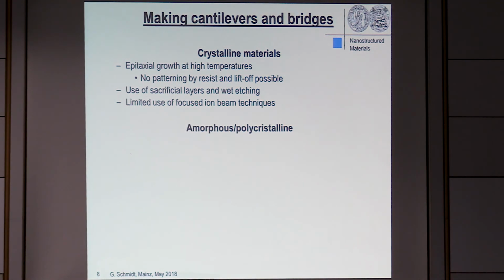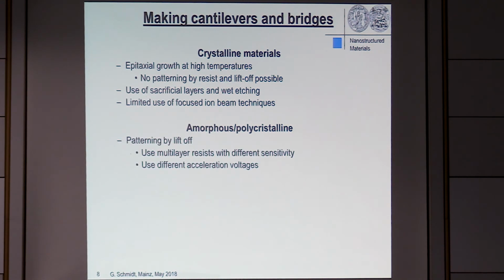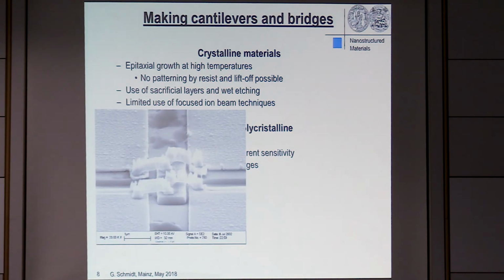On the other hand, for amorphous or polycrystalline materials, there are other processes available. And the typical process is patterning by lift-off. And normally you use either multi-layer resist with different sensitivity, or you use electron beam lithography with different acceleration voltages. And here are just some typical examples. Here you can see a device which is about 1 micron wide and about 3 micron long, and you have 4 bridges which contact this device.